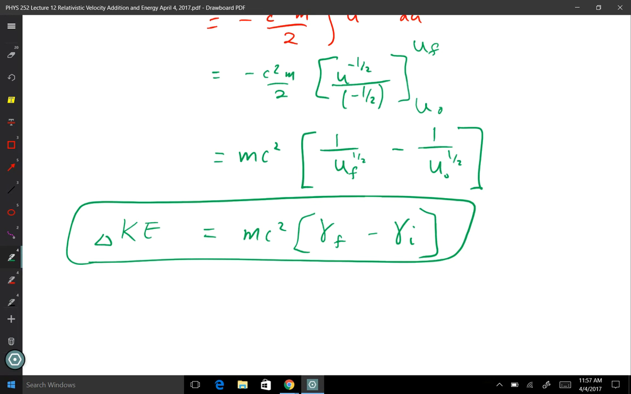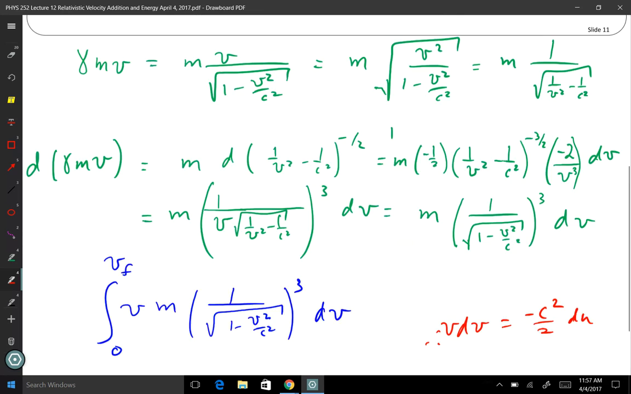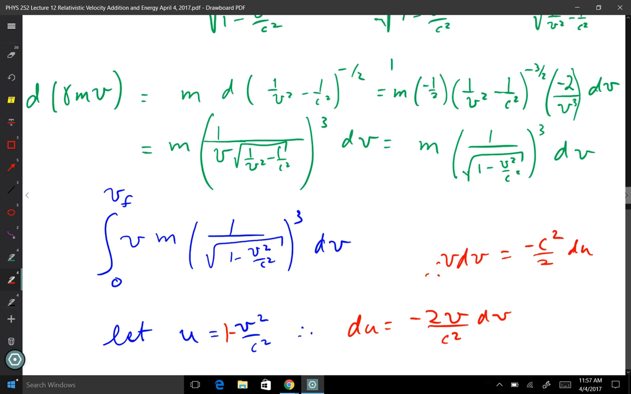Where did that negative up front, in front of the mc squared over 2, come from? Can you use that? Okay. Where did that initial negative come from? Oh, this one here? That came from our du definition. Since u was 1 minus v squared over c squared, then du had the minus sign. Okay.